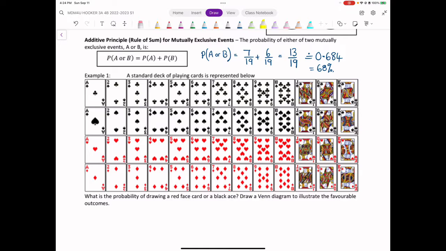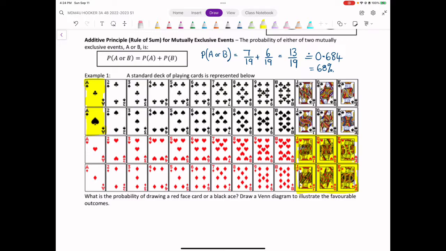So a red face card, that means it's either a jack, a queen, or a king, and it's one of these, right here. Jack, a queen, or king in hearts or diamonds, or it could be a black ace, which I think there's only 2 of over there. Now you'd agree that those are mutually exclusive, can't be both at the same time.